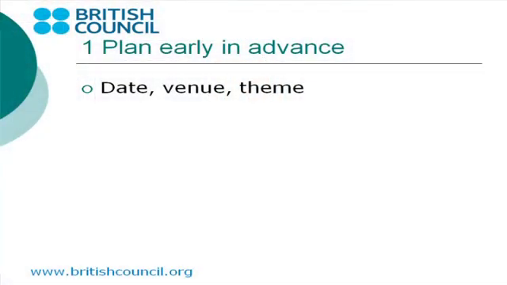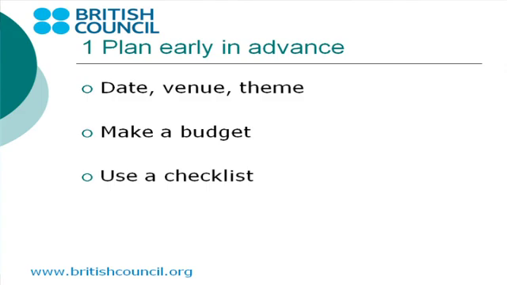First thing to think about as soon as possible is what's the date, what's the venue, and what's the theme. Next, we need a conference budget. So as early as possible, think about what's the budget for the conference. And when you're planning a conference, one of the things that I've found helpful, and many other people have found helpful, is to have a checklist. Have a checklist of all the different things that need to be done, so you can make it clear who does what and by when.